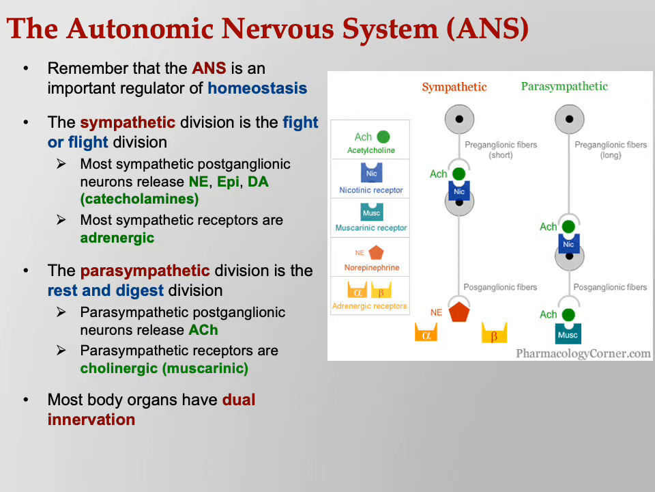All of your internal organs have both a sympathetic and a parasympathetic nerve, with one big exception, the adrenal gland. The adrenal gland gets only a sympathetic nerve, and that's because the adrenal gland dumps catecholamines into your bloodstream. So it's only a sympathetic organ. It has no parasympathetic effects.